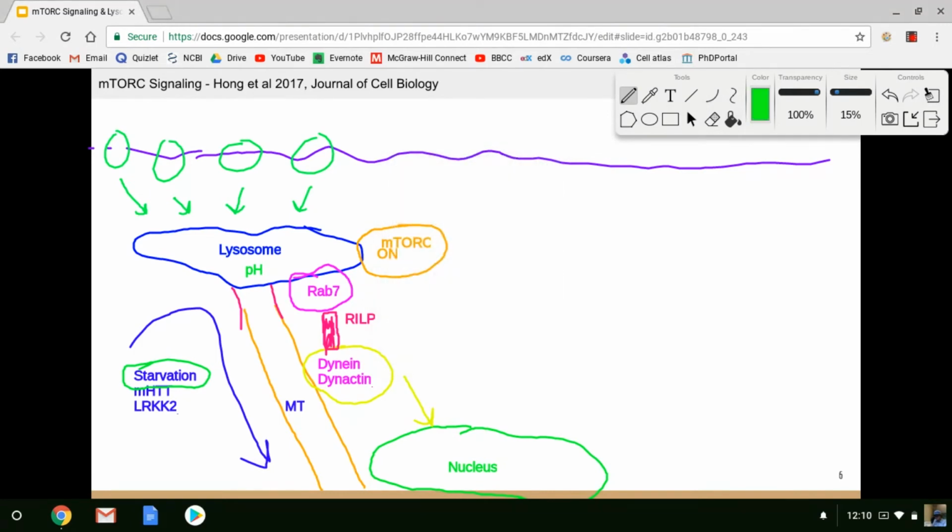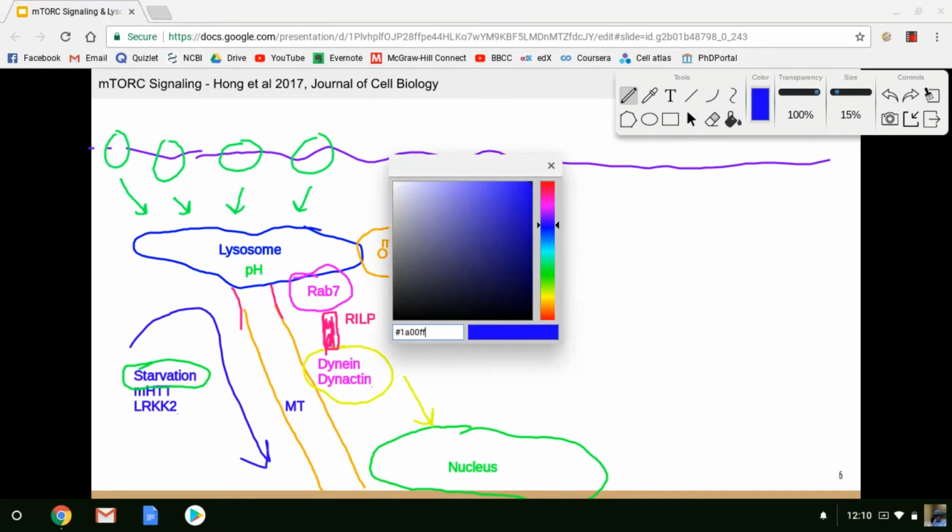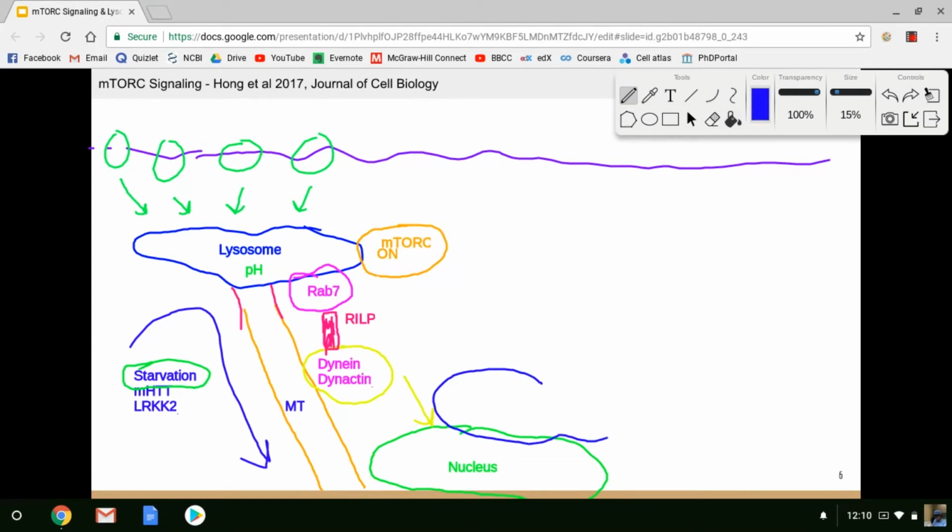Let's talk about what happens once lysosomes, let's not use green, use blue. So let's say the lysosome arrives down here at the nucleus. This happens during starvation. And when our lysosomes are perinuclear around the nucleus, mTORC is either dissociated or it's off. Actually, it's usually dissociated, but I'll just write it here as if it was on or attached to the lysosome. But mTORC is off when it's located around the nucleus.